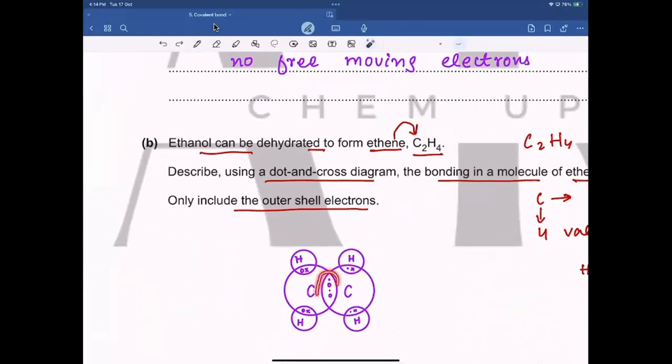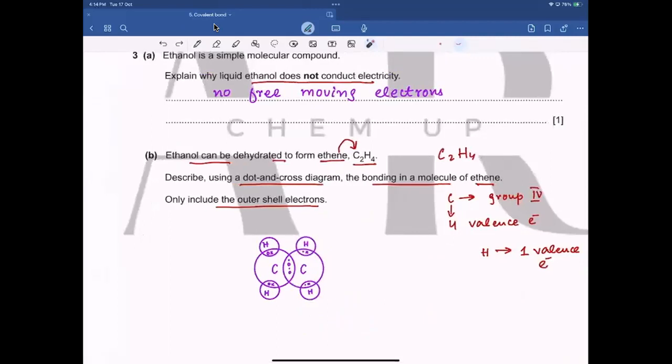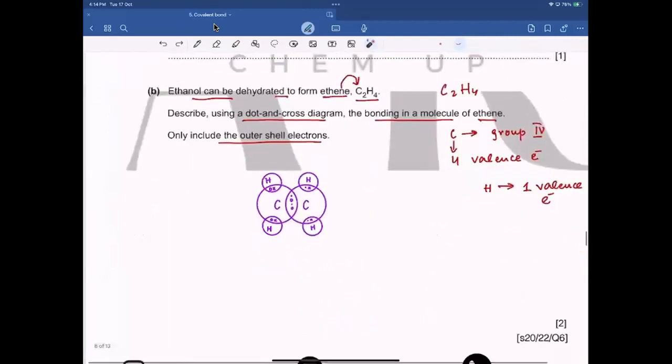There are two pairs of electrons between the 2 carbon atoms, and one pair with each hydrogen. So if I have to show the bond, there is going to be a double bond between the 2 carbon atoms and a single bond between carbon and hydrogen atoms. Is this understandable to all of you? Yes, sir.